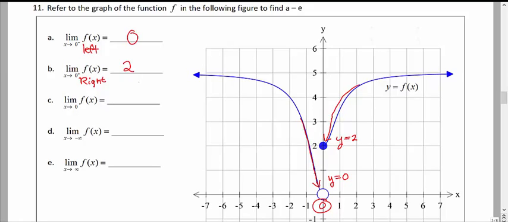Now, for part C, we're looking for the double-sided limit. So as x approaches 0 from both the left side and the right side, are we approaching the same particular y value? And so the answer for that is no. Since the left-hand and the right-hand limit are not the same, then the double-sided limit as we approach 0 does not exist.